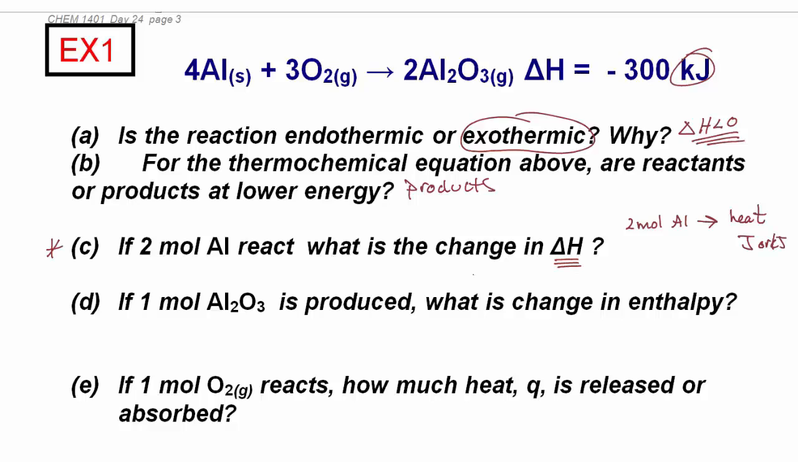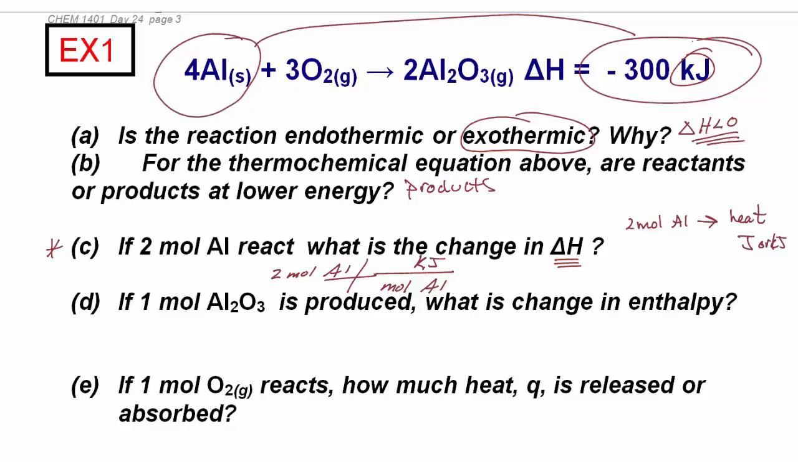So all we're going to do is start with the measurement, 2 moles of aluminum. We need a conversion factor of moles of aluminum to kilojoules. And it's right here, using your mole bridge. 4 moles of aluminum for negative 300 kilojoules. So I get about negative 150 kilojoules. So when 2 moles of aluminum react, about 150 kilojoules of heat is given off.